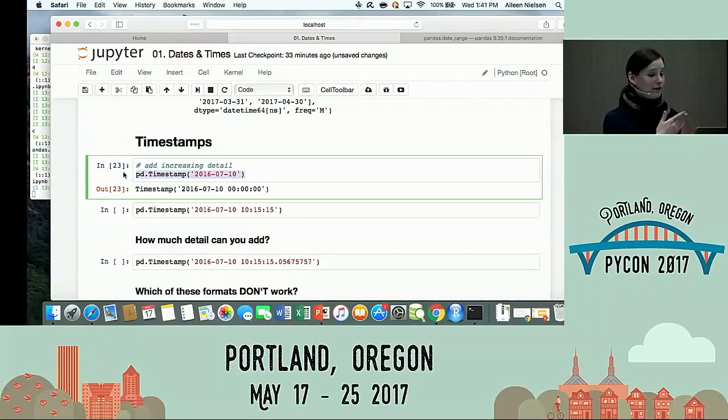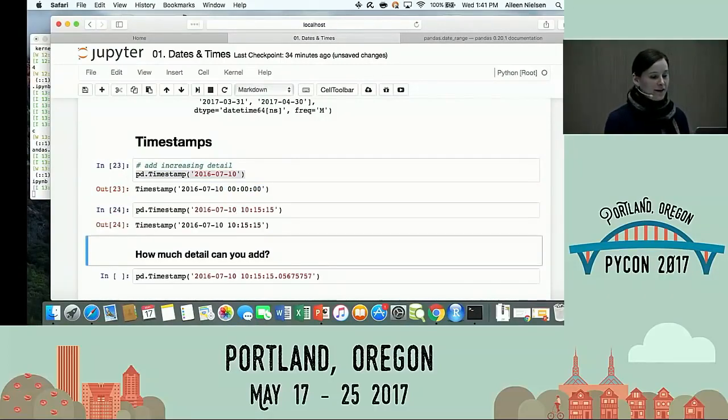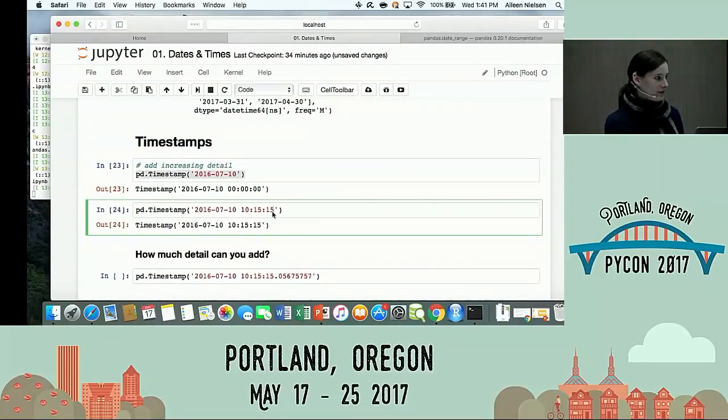But you do need to specify something sensible. If you don't, it's just going to put you at midnight, with the zeros. So you want to be aware of that. So there's my timestamp where I've specified time of day. How far do you think I can go? Although I actually told you: nanoseconds. So how am I going to do that? I've got 10, 15, 15, which is 10:15 a.m., 15 seconds in.